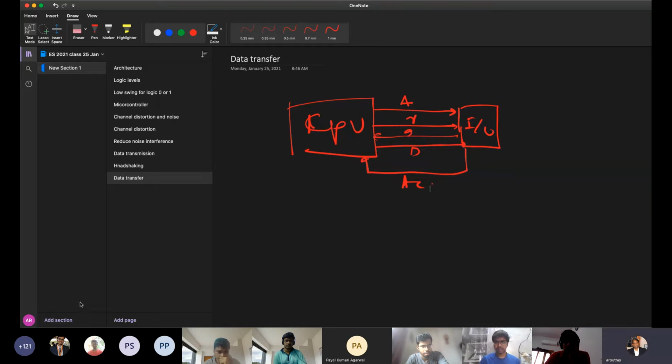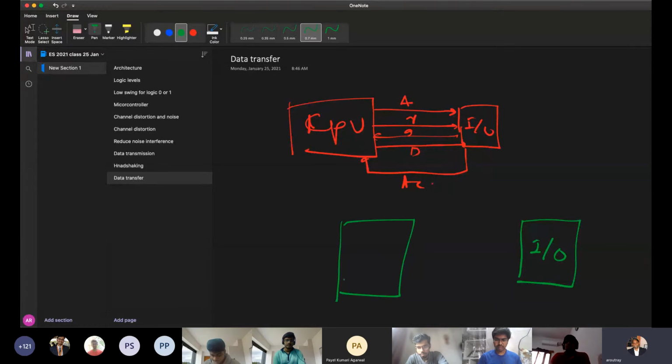So how will the IO device initiate the data transfer? It is the CPU's intent. But suppose the IO device wants to send the data. The IO device is a sensor. Suppose it has acquired some value and wants to send it to the CPU and the memory system. How will it send?